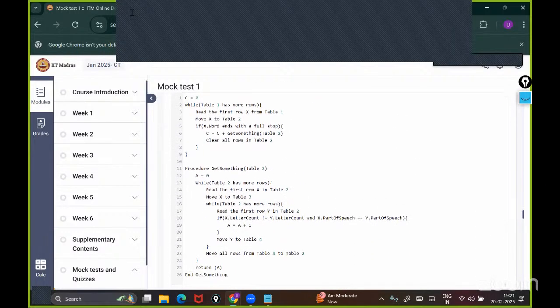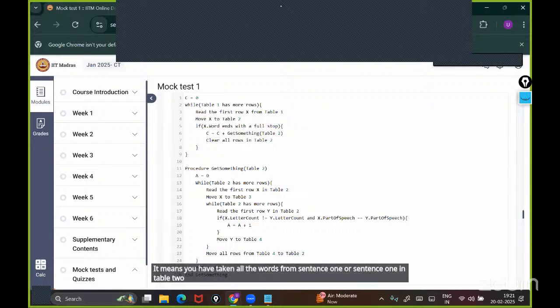You can read it; they said it in the fifth line, the full stop. Option number D is the right one. The procedure: if X is counting words and ends with a full stop, it means you have taken all the words from sentence one in table 2, and then you will clear it, and then you will get the C value.